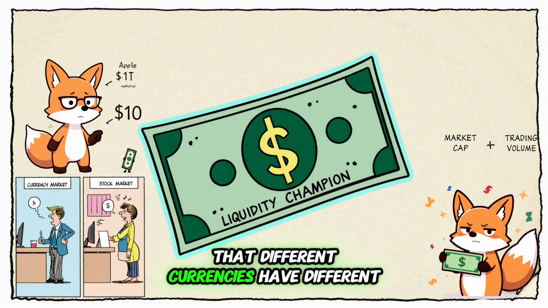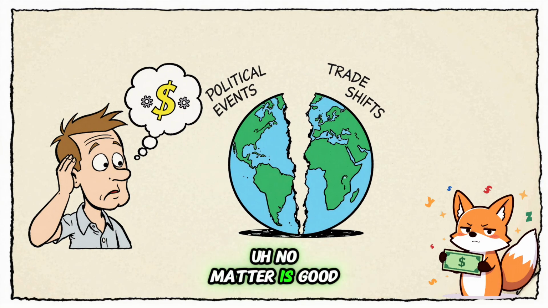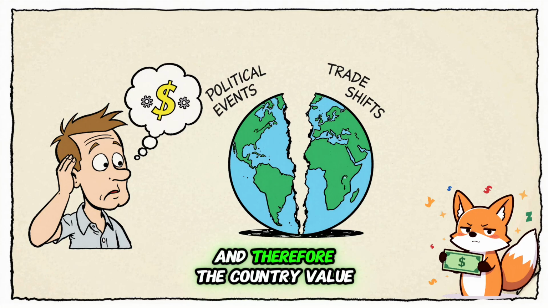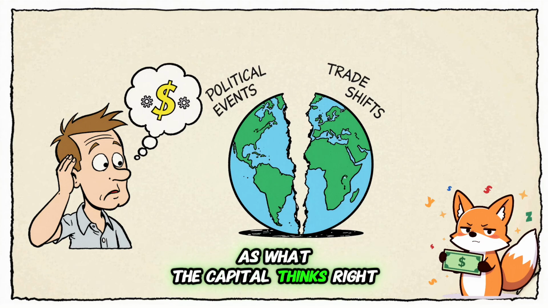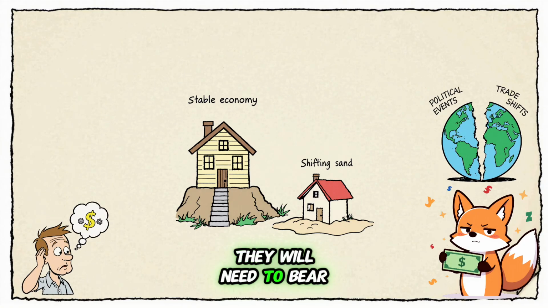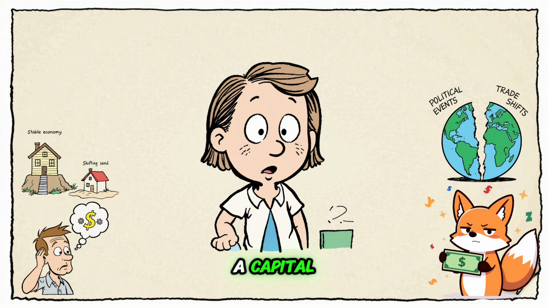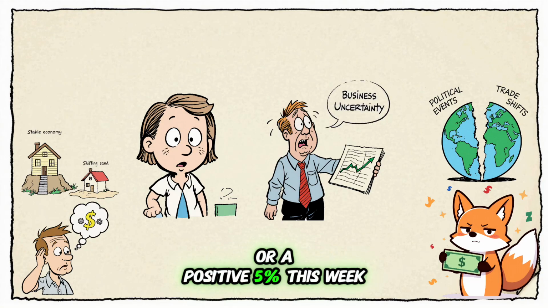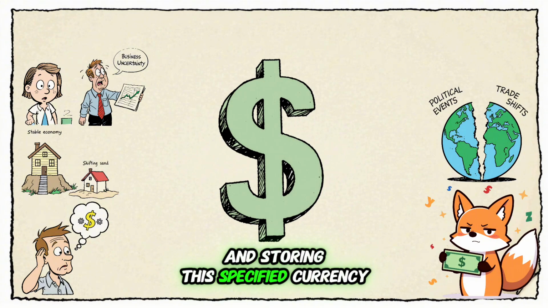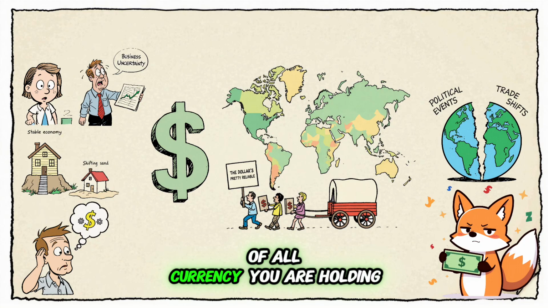So you know that different currencies have different values, right? Because each country in the world, as turmoil happens, whether good or bad, politically, in trade or whatever events, will be affected in its status, right? And therefore the country's value moves accordingly to what the capital thinks, right? And these capitals, holding those countries' local currencies, will need to bear unwanted risks of the currency either devaluing or appreciating, right? Now assume that you're a capital and you might experience a negative 10% or a positive 5% this week. Would you consider a currency that's rather stable, and store it as the base, the main currency of the basket of all currencies you are holding?